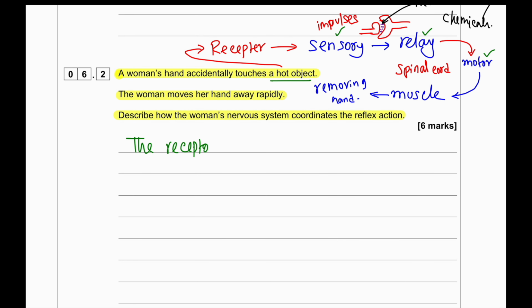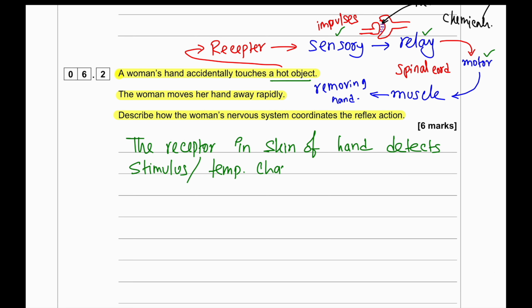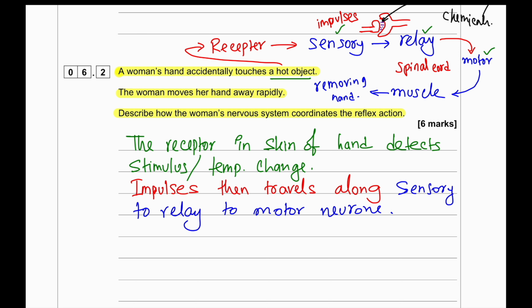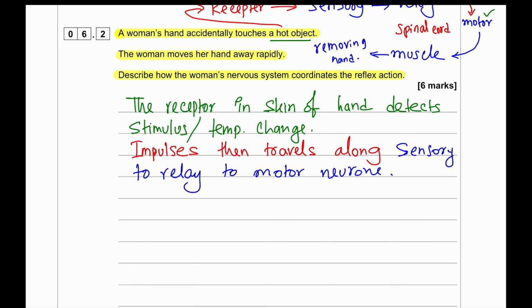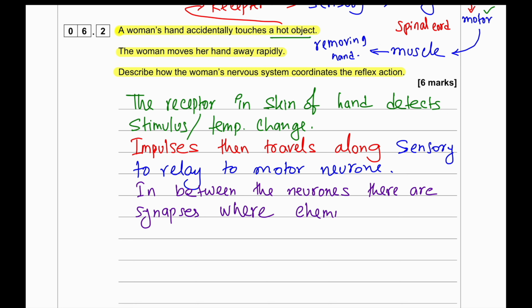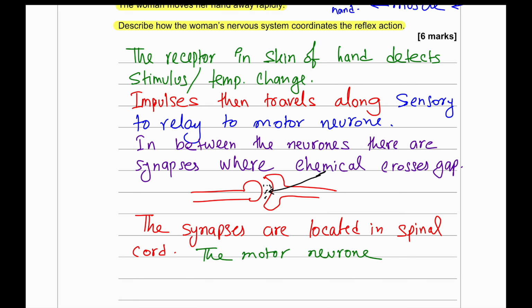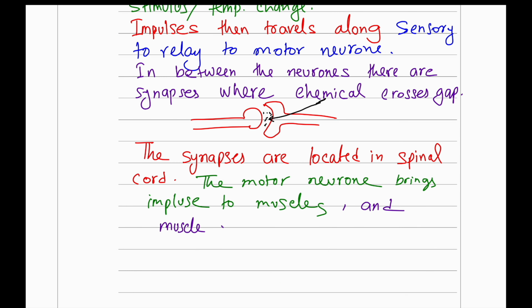The receptors in the skin of the hand detect the stimulus, or we can say the temperature change. The impulses then travel along the sensory neuron to the relay neuron to the motor neuron. And in between the neurons, there are synapses where a chemical crosses the gap, as you can see in the picture. The synapses are located in the spinal cord. The motor neuron brings the impulse to the muscle, and the muscle contracts, which pulls the hand away from the hot object.